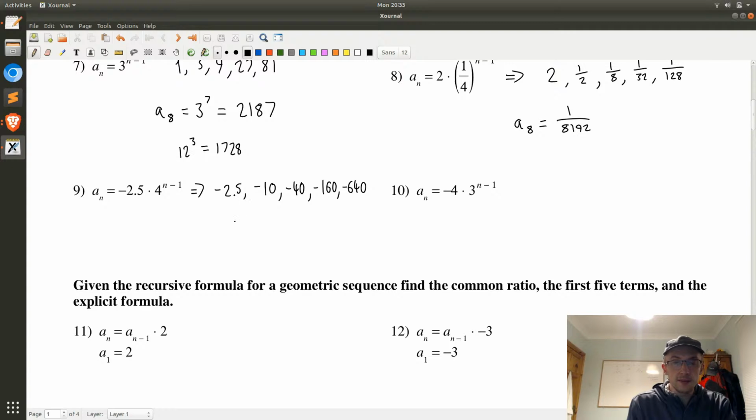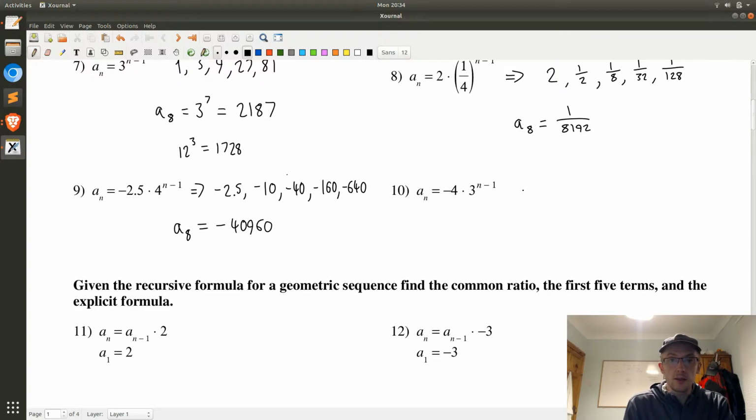Term number 6, term number 7, term number 8. We have to get term number 8. So term number 6, -2560. Term number 7, -10,240. Term number 8, negative 40,960? It would seem so. And I would hope so.